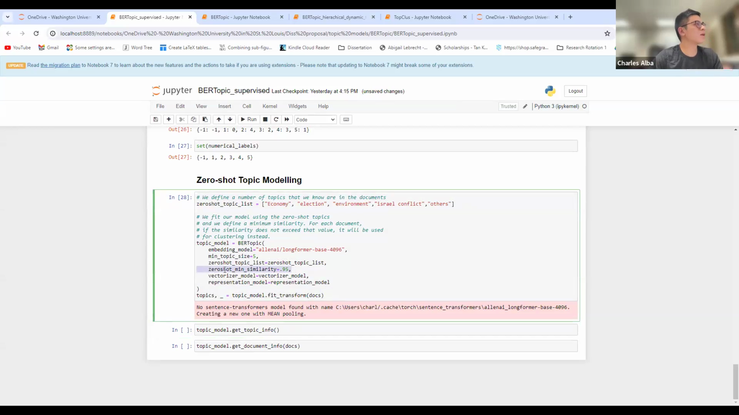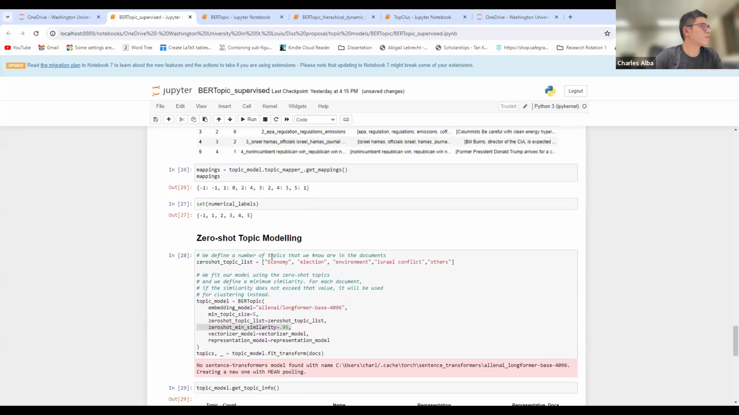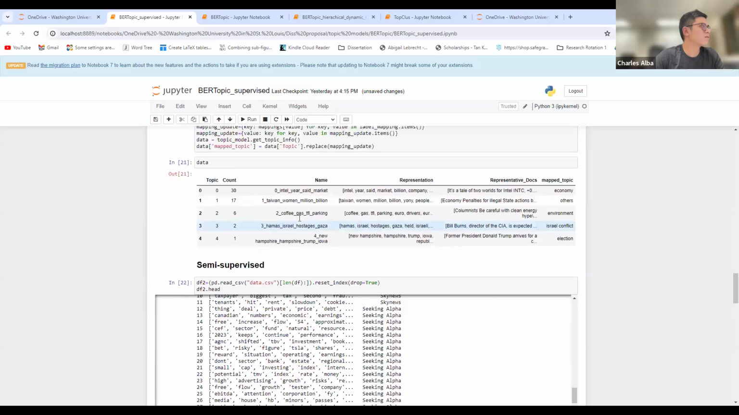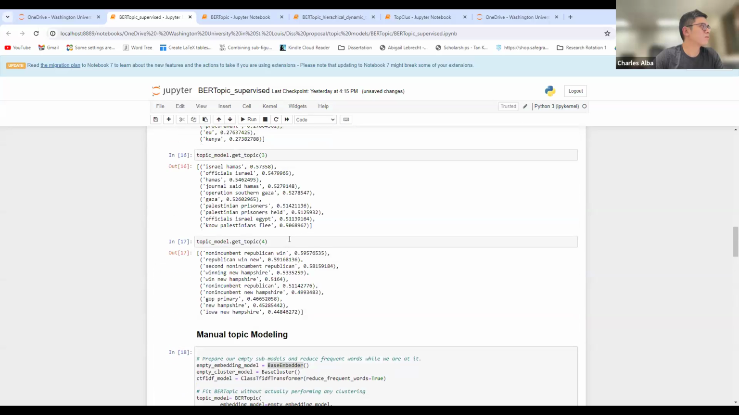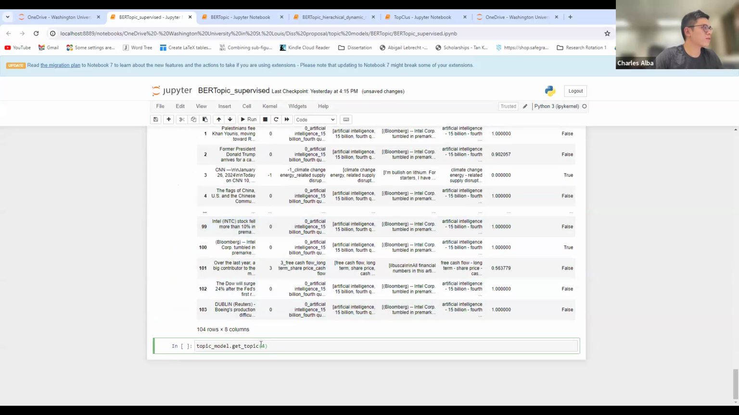So the similarity between the topic that I'm providing here and the keywords in itself. So let's see. Much better, right? Climate change, energy related supply. Let's do this, right? Let's see the first topic.